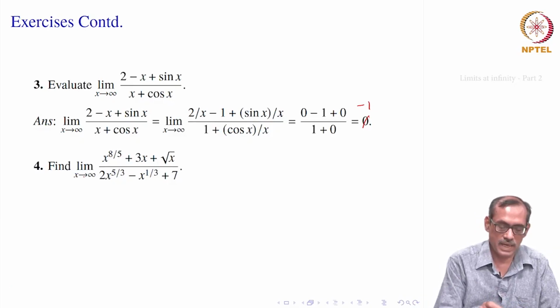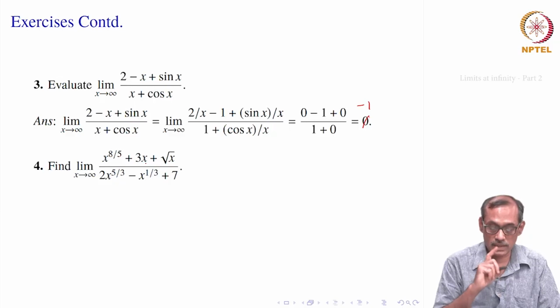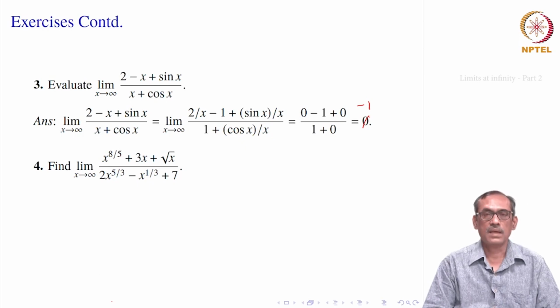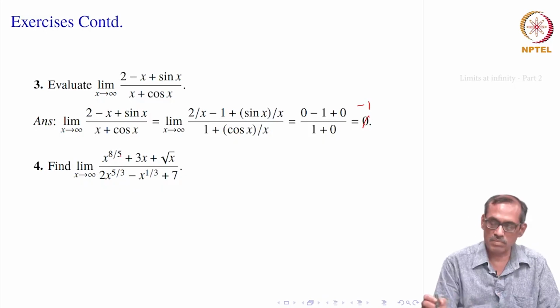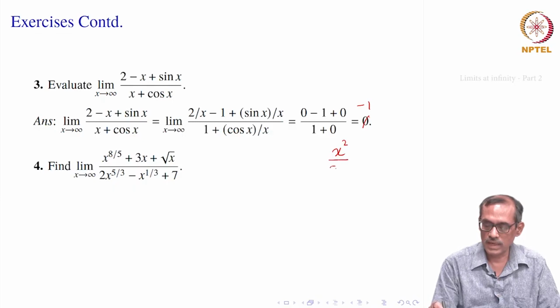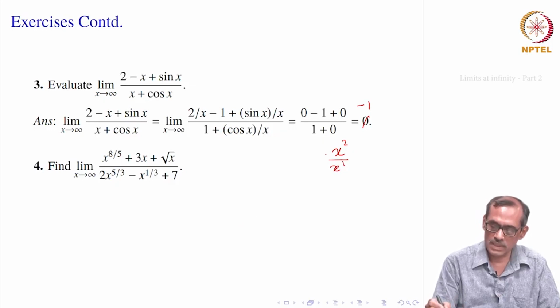It says find the limit as x goes to infinity of x to the power 8 by 5 plus 3x plus square root of x, divided by 2 times x to the power 5 by 3 minus x to the power 1 by 3 plus 7. So, how do we go? It is something like limit of x squared divided by x. If this happens, then we would say that x cancels and we have limit of x, that should be infinity.